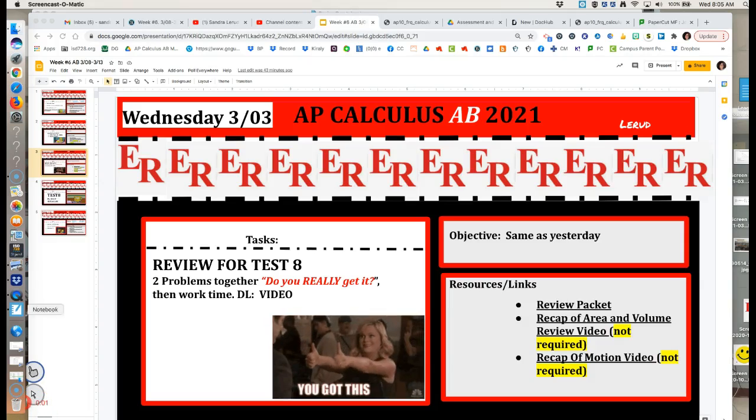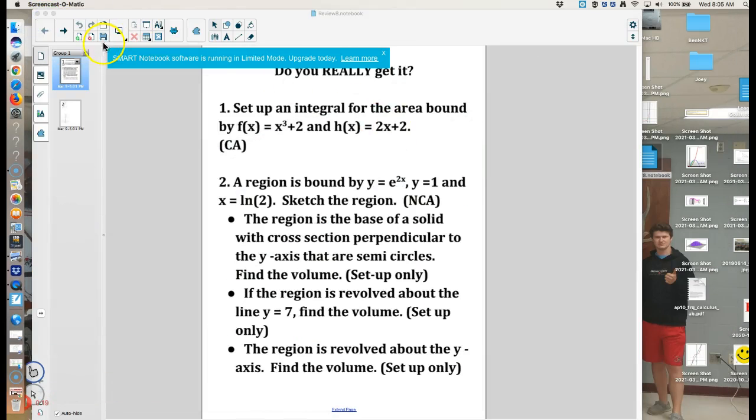So we are going to do two problems that I'm calling Do You Really Get It? I just told the class that we are combining a whole bunch of skills together in two problems before we go work on that review packet. So I might as well show them to you here.